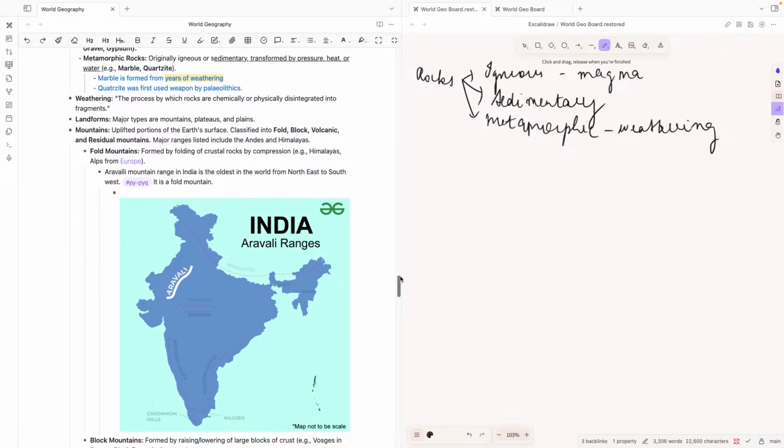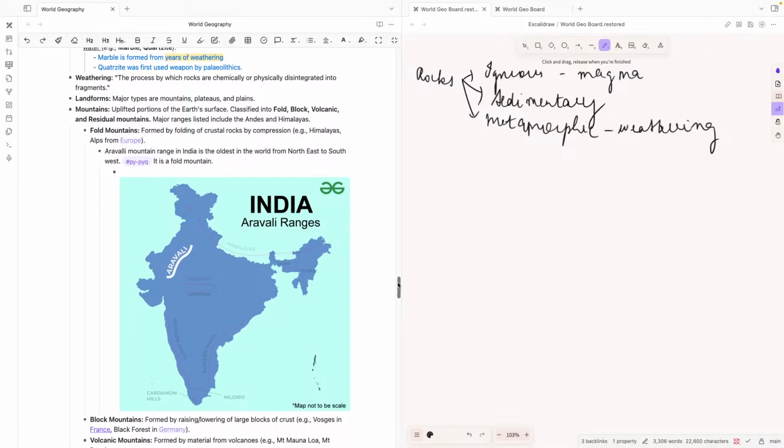Landforms. Major types of landforms are mountains, plateaus, and plains. We know what a mountain is. Mountain is an uplifted portion. Plateau is a table-like structure. And plain is straight plain lands. First we start with mountains.